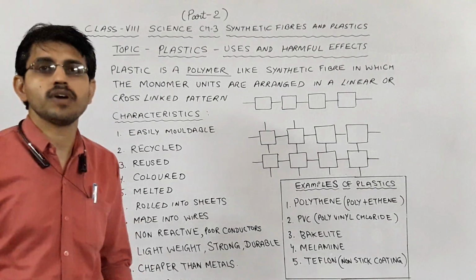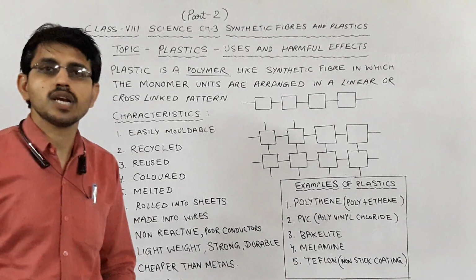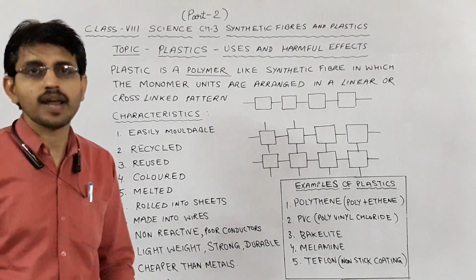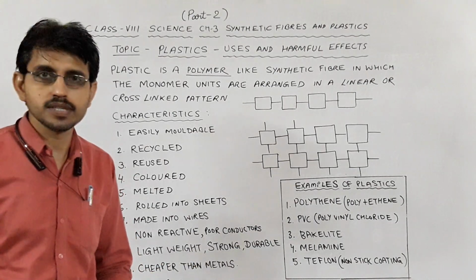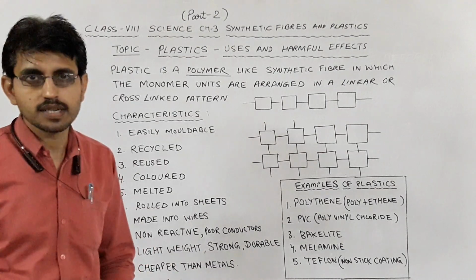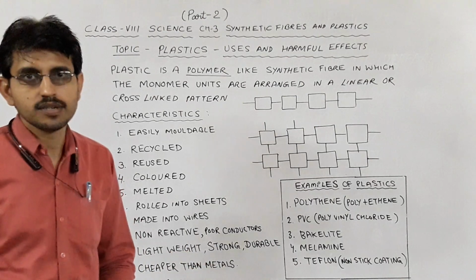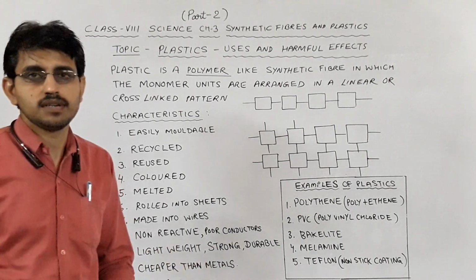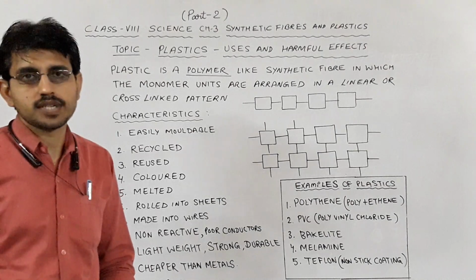You know, plastic is a very common material that we use in our day-to-day life. You must have seen plastic items at your home like furniture, chairs, tables, buckets, mugs, covering on the wires, various types of toys, switches, switchboards, the handles, they are all made up of plastics.